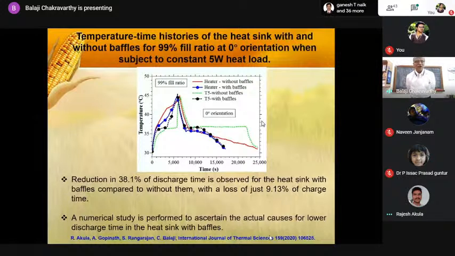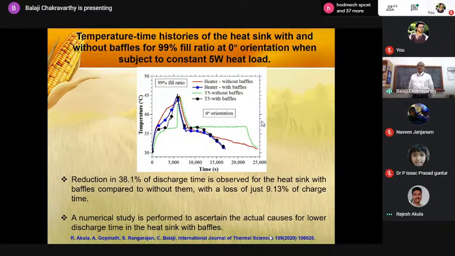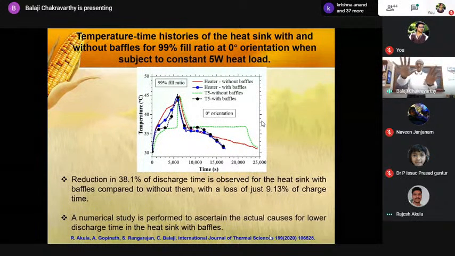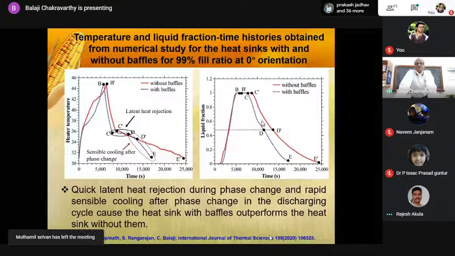What about the charging cycle? Not badly off. It is also doing reasonably well. Therefore, 99% fill ratio, 0 orientation, and the heat load could be anything. Somehow we are able to see that this is doing fairly well. This is very good news.